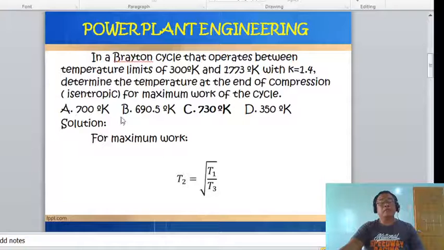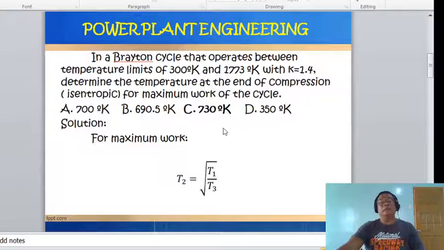what I explained in the previous presentation, in part 1 of this topic. For maximum work, T sub 2 is equal to the square root of T sub 1 over T sub 3. Take note, class, that the problem presented here is a multiple choice type. We have option A, 700 Kelvin, B, 690.5, C, 730, D is 300 Kelvin.